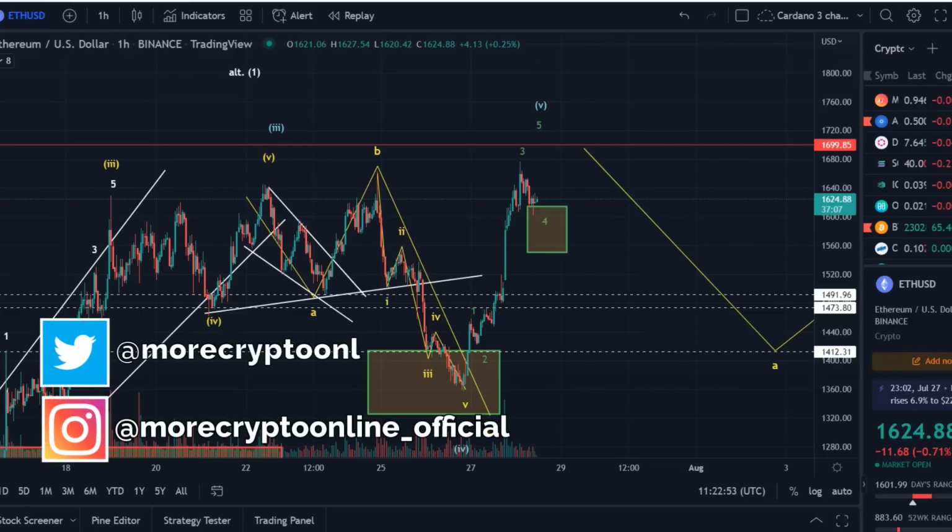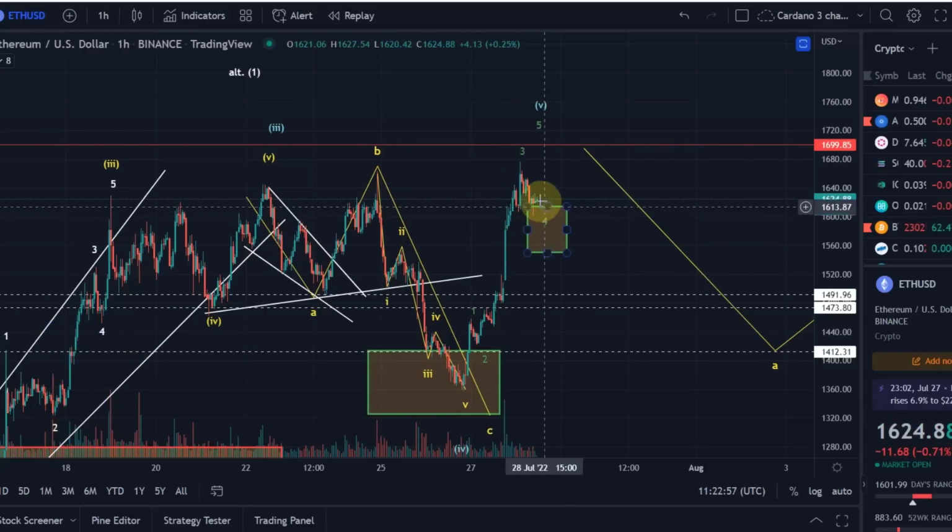So Ethereum, we seem to be riding the correct wave count here, because we've reached another target. In the previous video I made you aware that we'll probably get a pullback here into wave 4. I formulated the target area here for you and we reached it again.